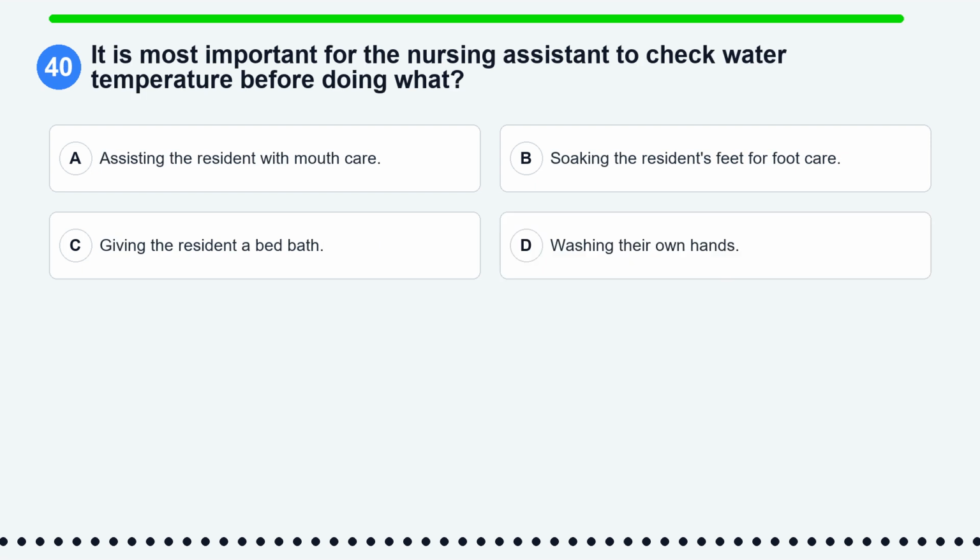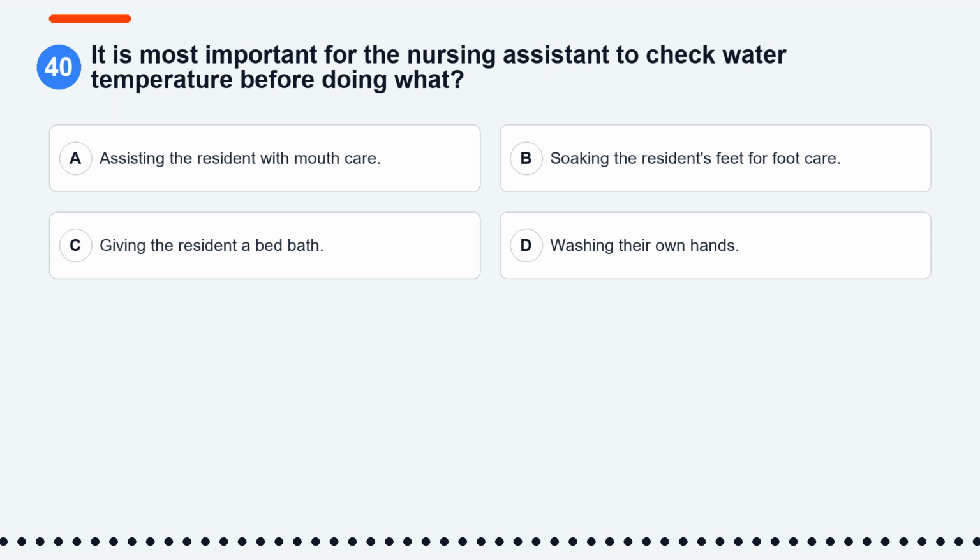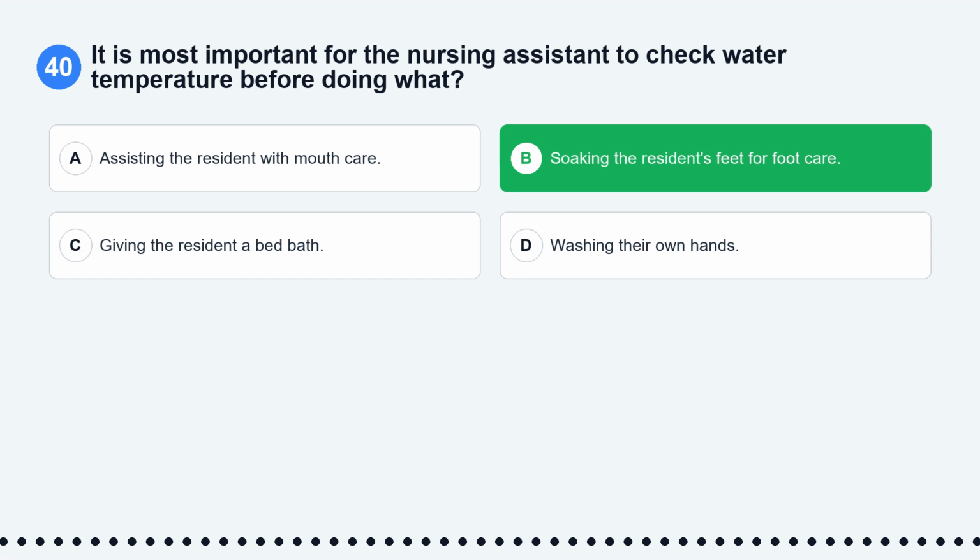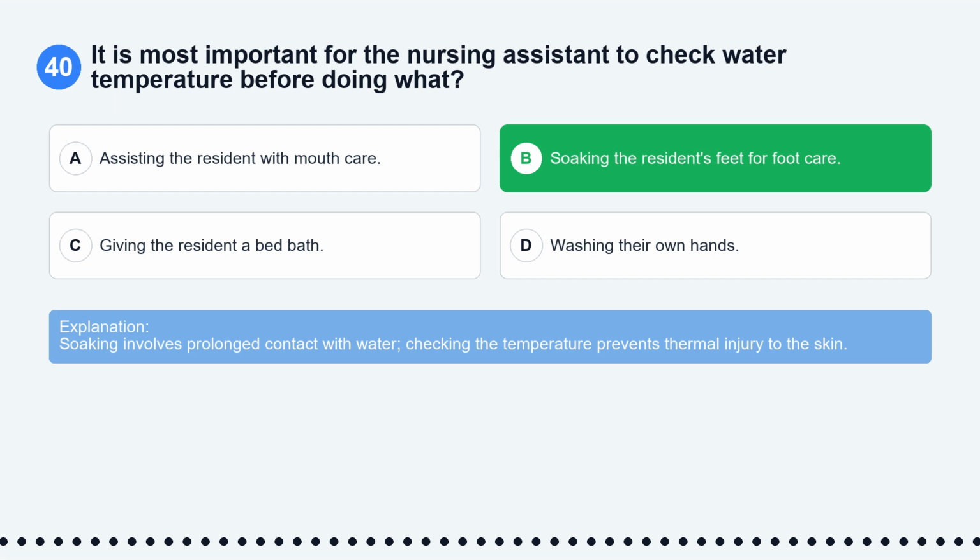Question 40. It is most important for the nursing assistant to check water temperature before doing what? Option A, assisting the resident with mouth care. Option B, soaking the resident's feet for foot care. Option C, giving the resident a bed bath. Option D, washing their own hands. The correct answer is option B, soaking the resident's feet for foot care. Soaking involves prolonged contact with water. Checking the temperature prevents thermal injury to the skin.